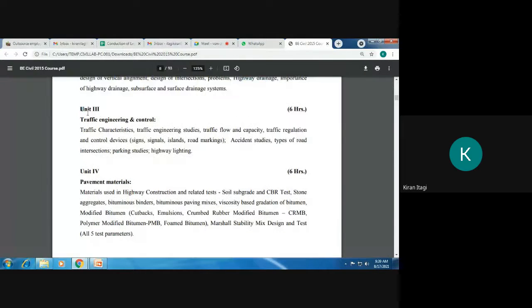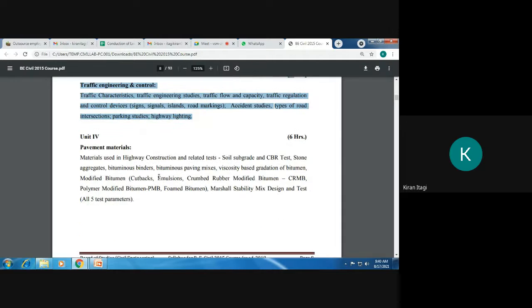When you come to the third unit, you have already learned about the basics and about designing. The next important thing is that you have to know about the traffic: which types of vehicles are moving, what the traffic volume or traffic density is, or what the flow is. We will learn all this in the third unit, and also we will learn how to control the traffic. So all these things are in the third unit.